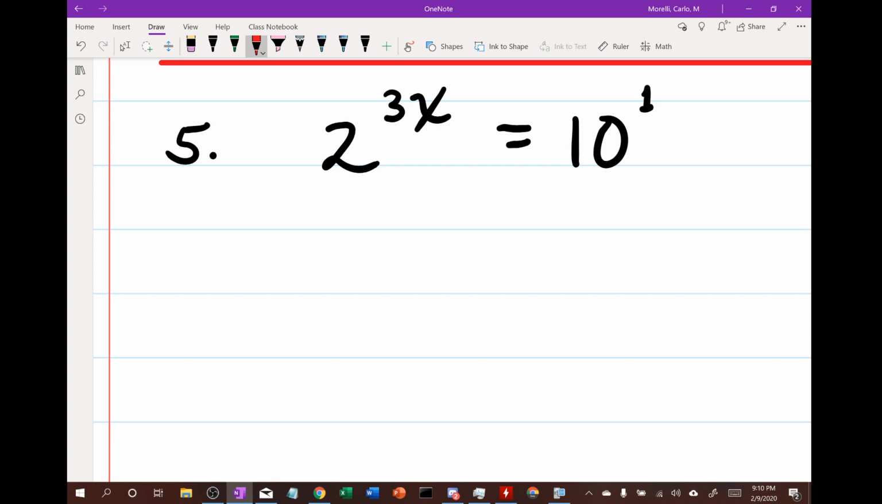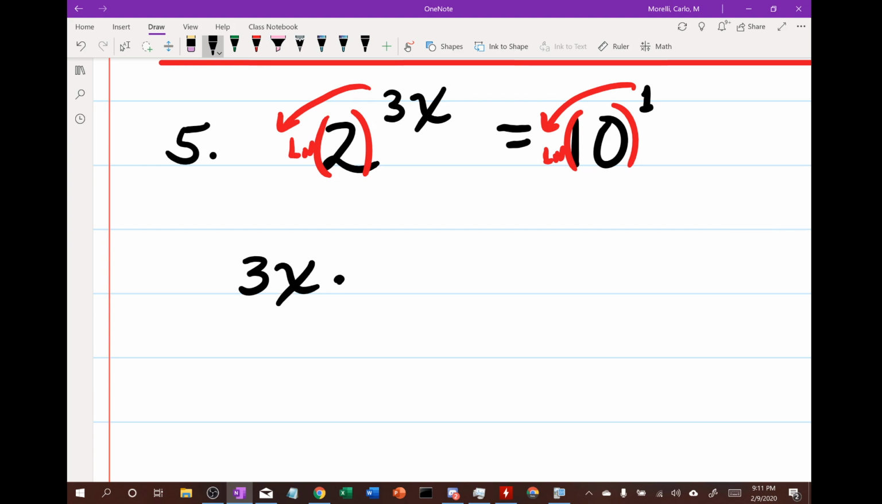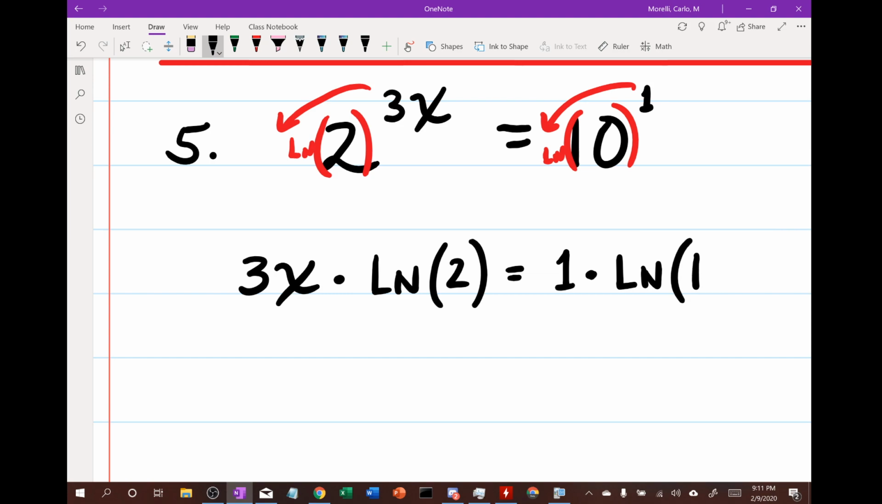Okay. So what we're going to do is we're going to bring down the exponents, and then we're going to do something called taking the natural logarithm of the base. And I'll show what I mean. So what this is: 3x times the natural logarithm of 2 equals 1 times the natural logarithm of 10.